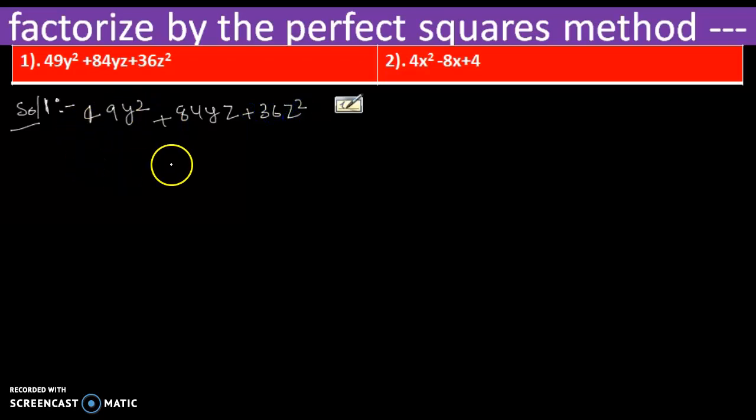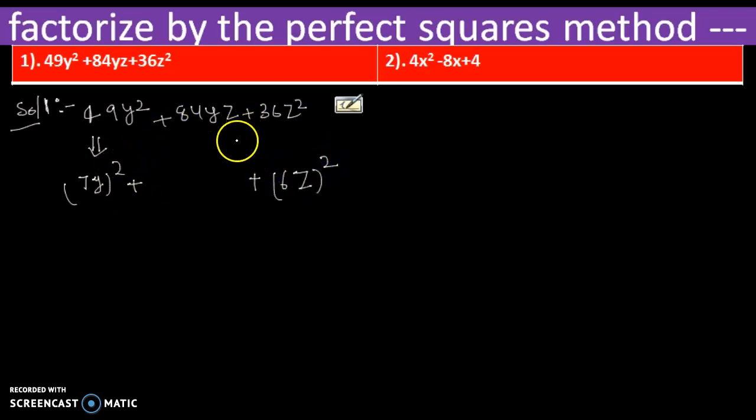So students, in such a type of question, first one we find the square root of first and third term. So we find the square root of 49 is 7 and the square root of y square is y. So we write it 7y raised to the power 2. So students, now we leave the middle term for few seconds. Now move towards the third term. So the square root of 36 is 6 and the square root of z square is z. So we write here 6z raised to the power 2.